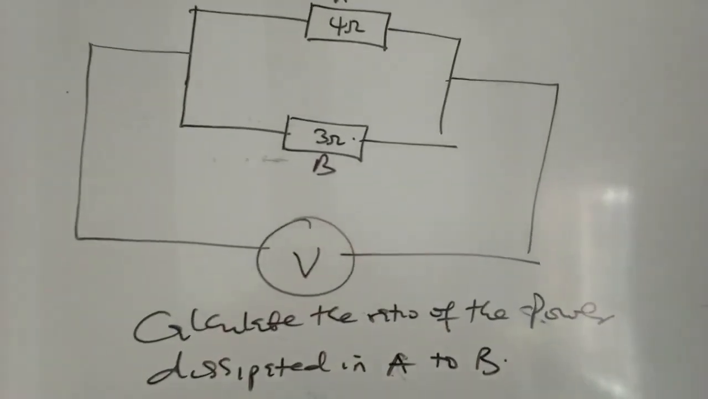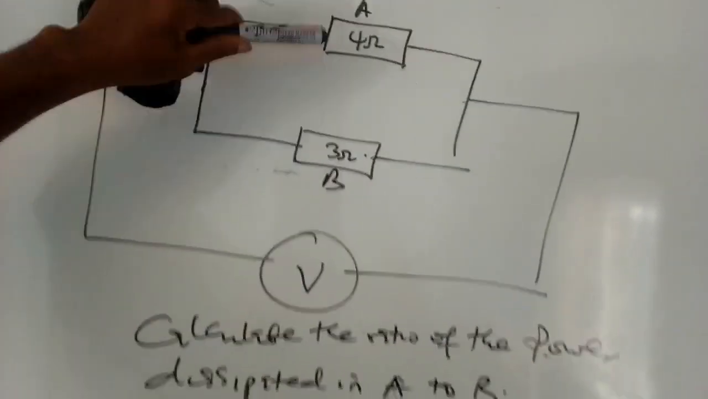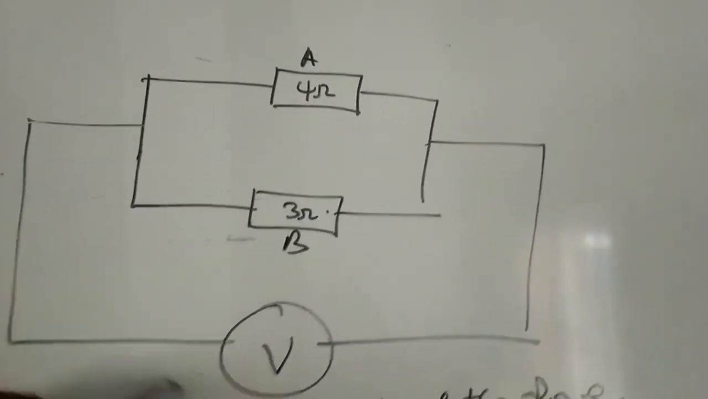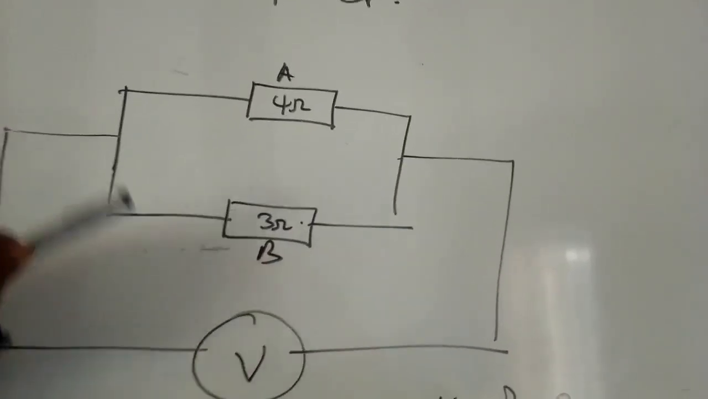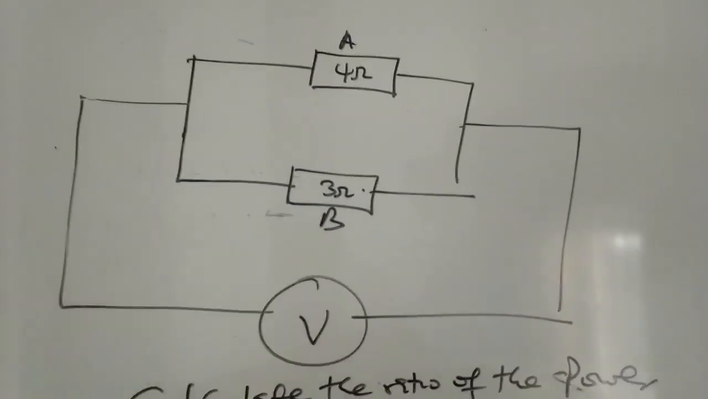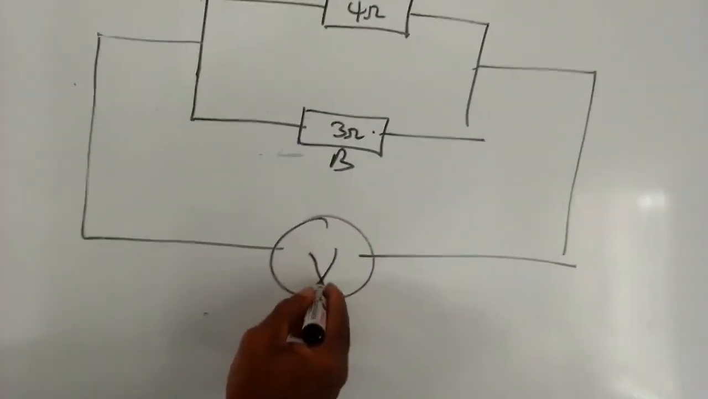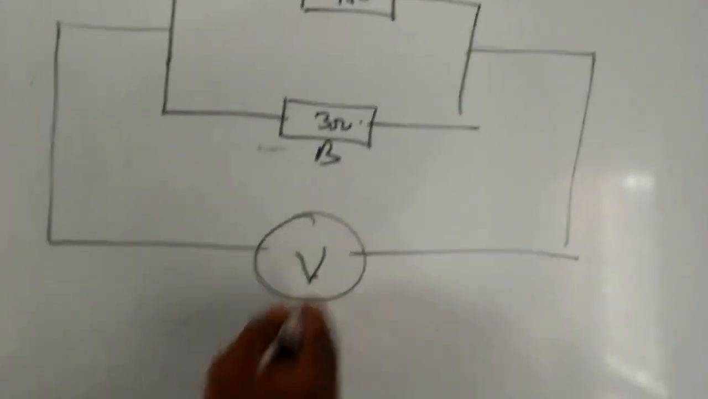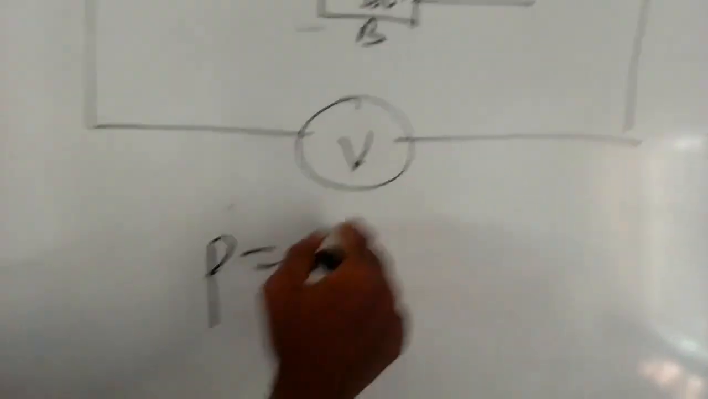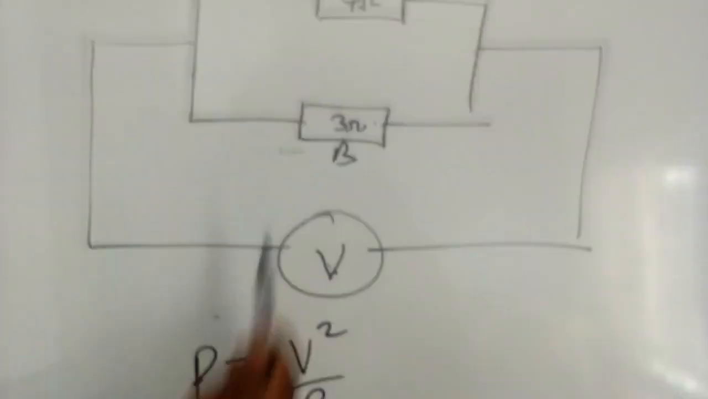When we look at this, we see that the two resistors are connected in parallel. As I said, when two resistors are in parallel, they have the same potential difference across them. So the potential difference across A and across B will be the same, and that is the V we are seeing there. Then what do we do? We get the equation that connects power through V and R. Power is V squared over R. So that is the equation that connects potential difference, resistance, and power.